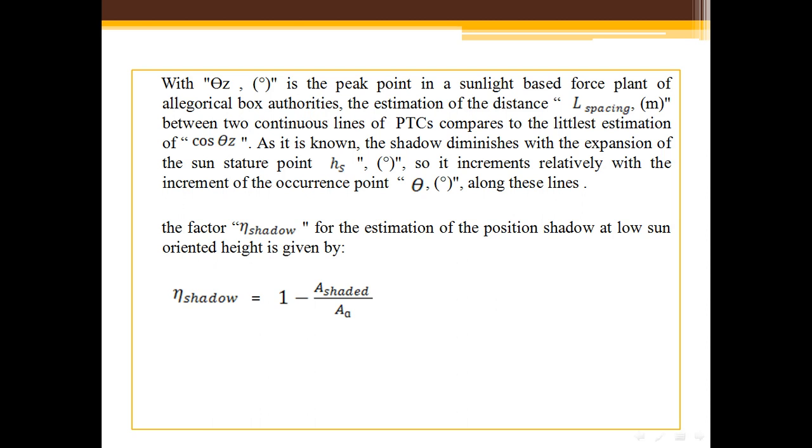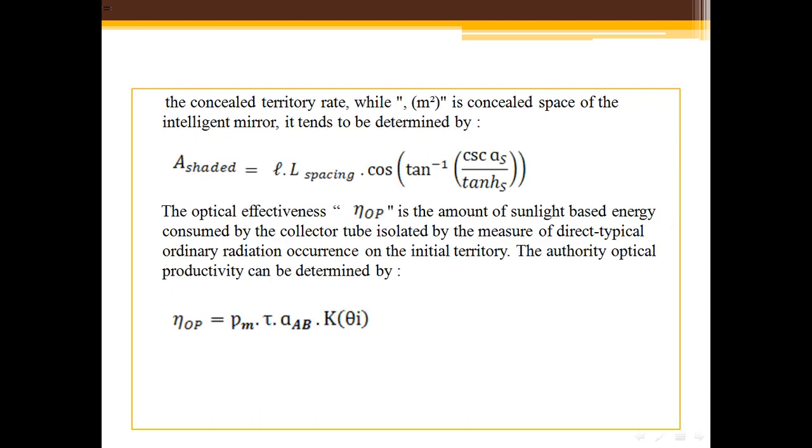How do we calculate the A shaded? In the next slide, A shaded is the shaded area of the reflective mirror. It can be calculated from the length of the mirror, L spacing, cosine, tan inverse, the opening area of the solar collector, and tan of the highest angle.